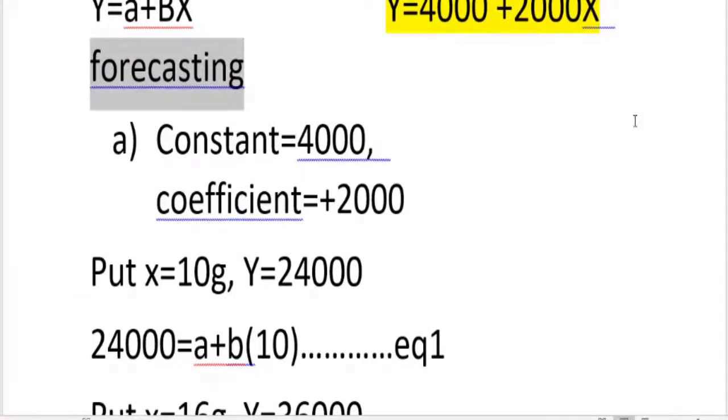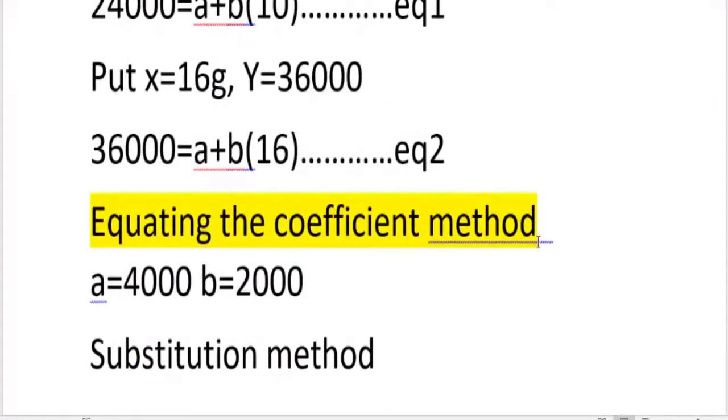Then we put the two values because we have two unknowns, so we want two equations. We apply the equating the coefficient method. Feel free to seek any clarification.